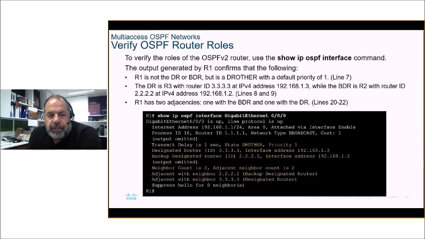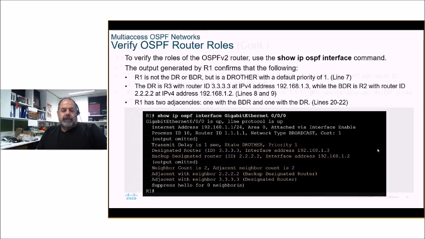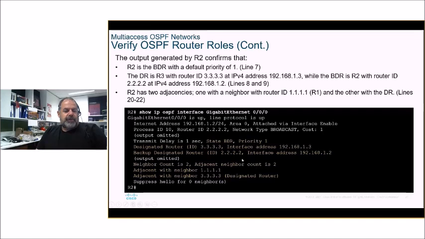To verify the roles of an OSPFv2 router, use show ip ospf interface, and it will tell you. In this case, we're looking at router 1, so its state is DR other, so it's other than a DR or BDR. It also tells you which is the designated router and which is the backup designated router. The next slide is R2, and it is the BDR, and it will tell you what the designated router is, and it will also tell you what other neighbours it knows.